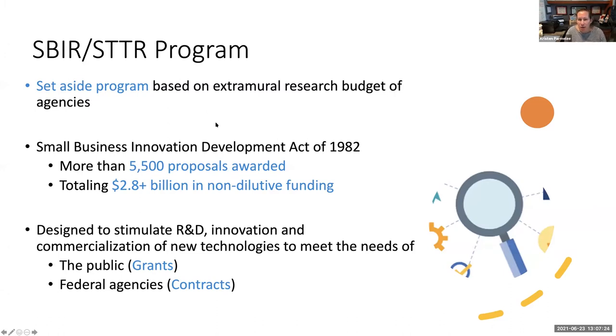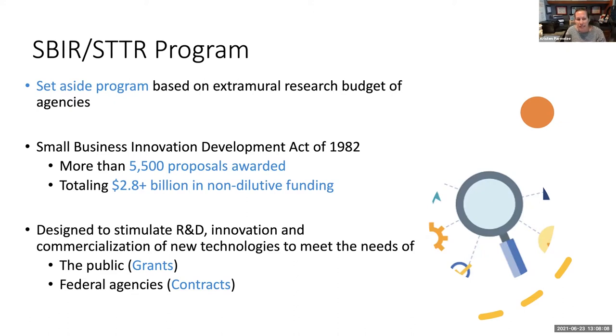SBIR is a set-aside program based on extramural research budgets. So once an agency hits a threshold of money going out the door for research, it must participate in the program, and it's a set-aside. Why that's important for you to know is that there are other opportunities within most of these agencies to get funding, but SBIR and STTR is the only program where you're only competing against other small businesses. If you're familiar with the NIH activity codes, you could do an R01 or an R21, but you'll be competing against other academic researchers. In SBIR, you're only competing against other businesses.